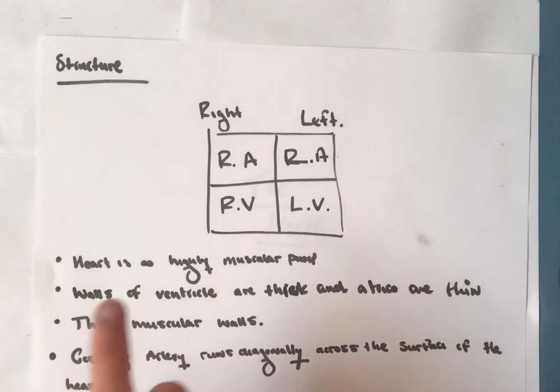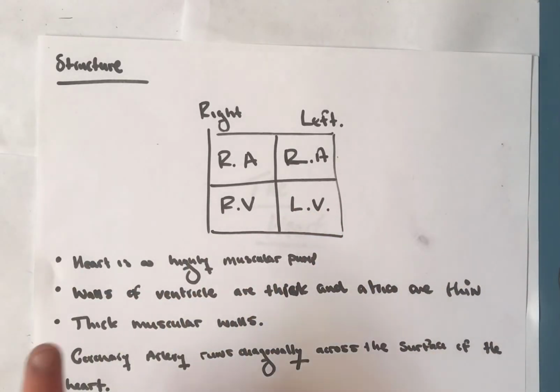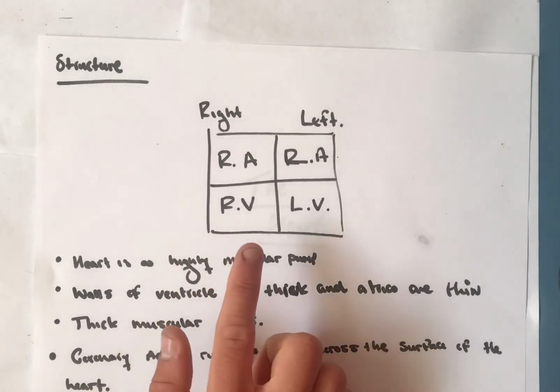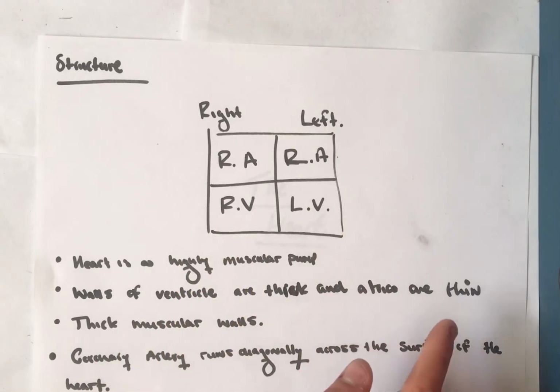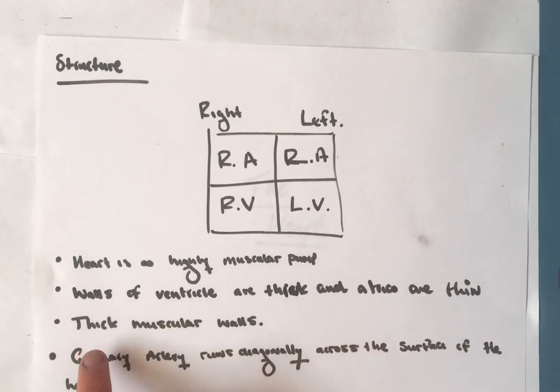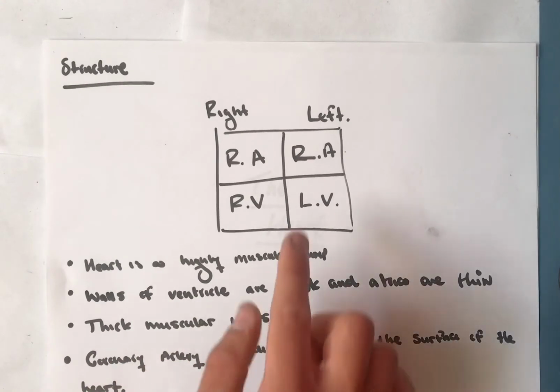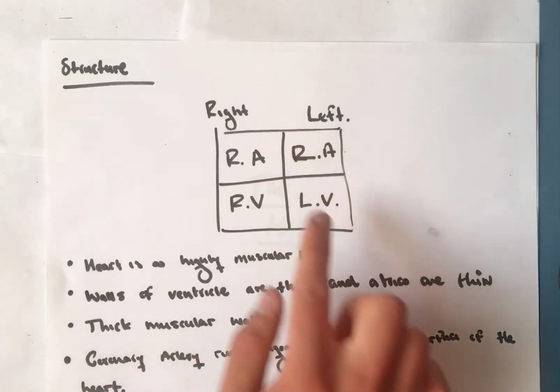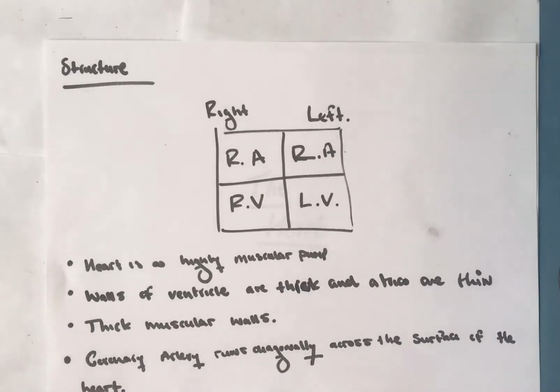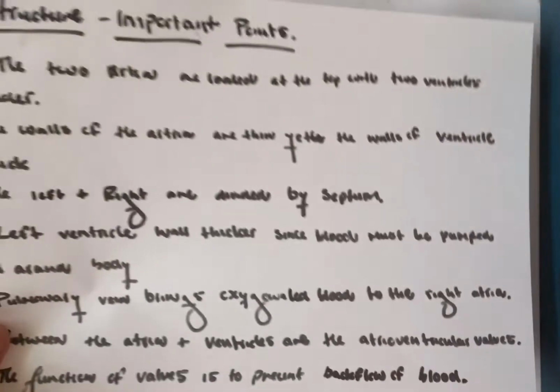So the heart is a highly muscular pump. The walls of the ventricles are thicker and the walls of the atria are thinner. The coronary artery runs diagonally across the surface of the heart. So, some important structural points you need to be aware of.